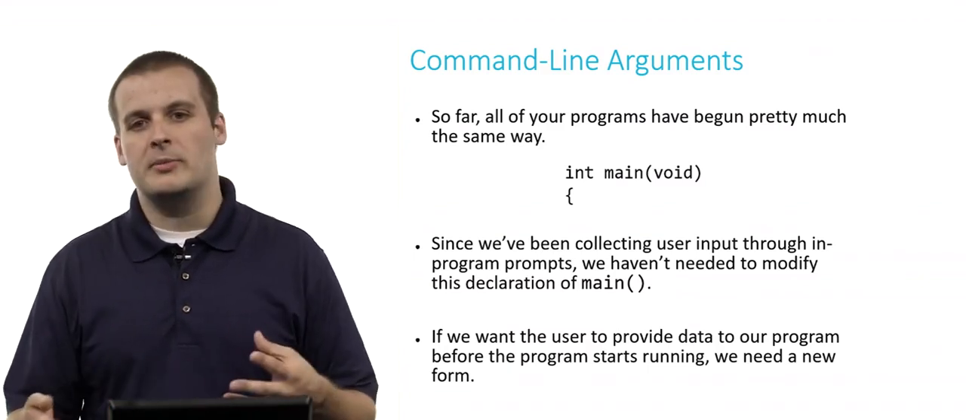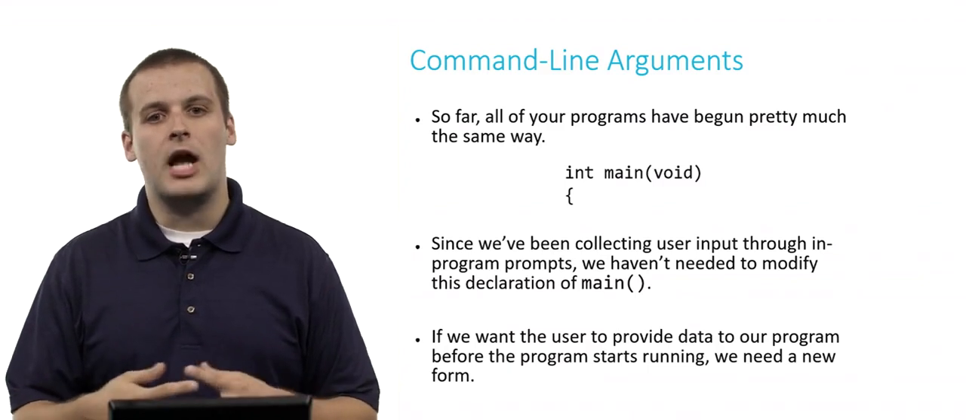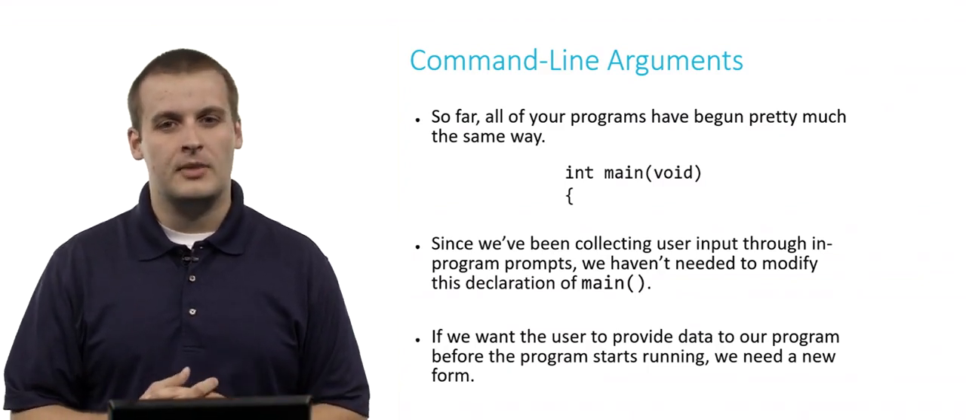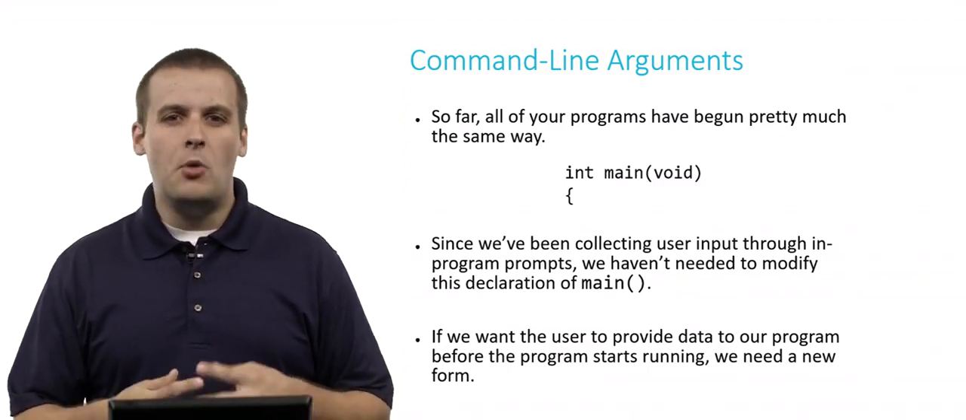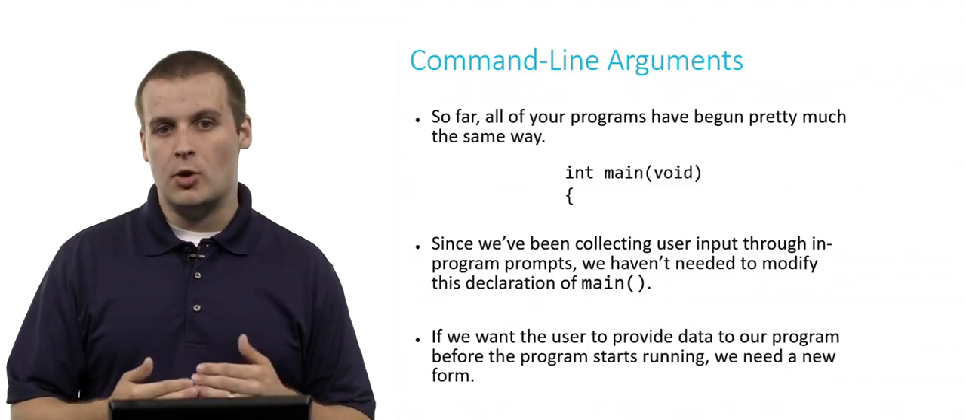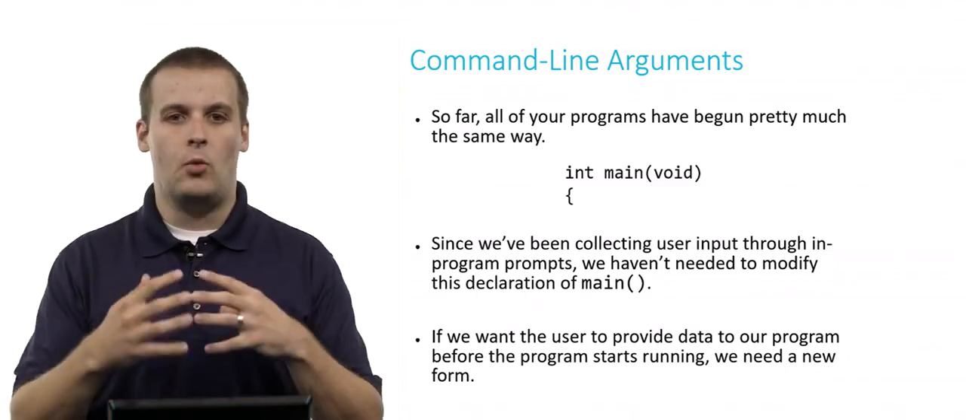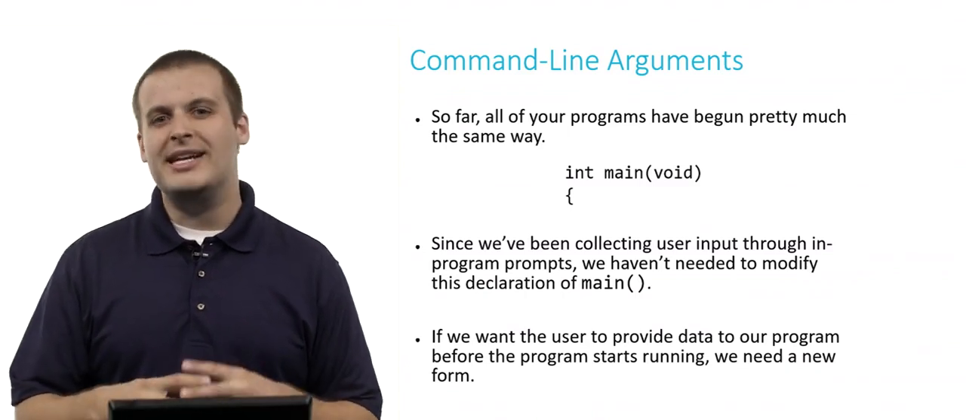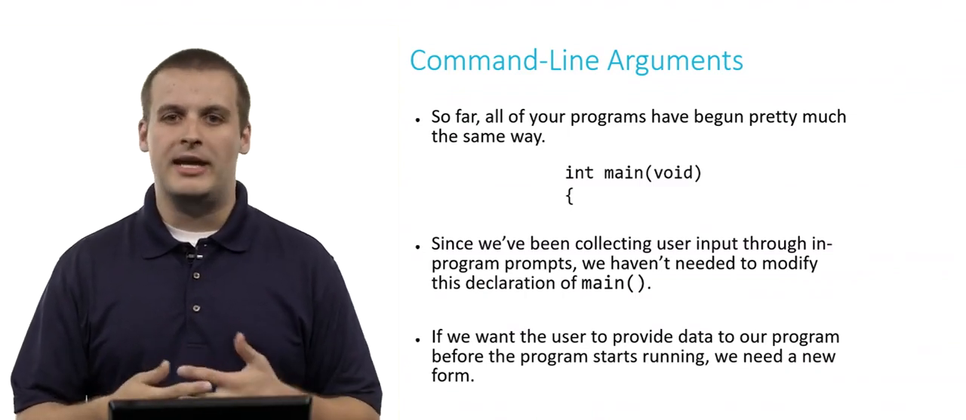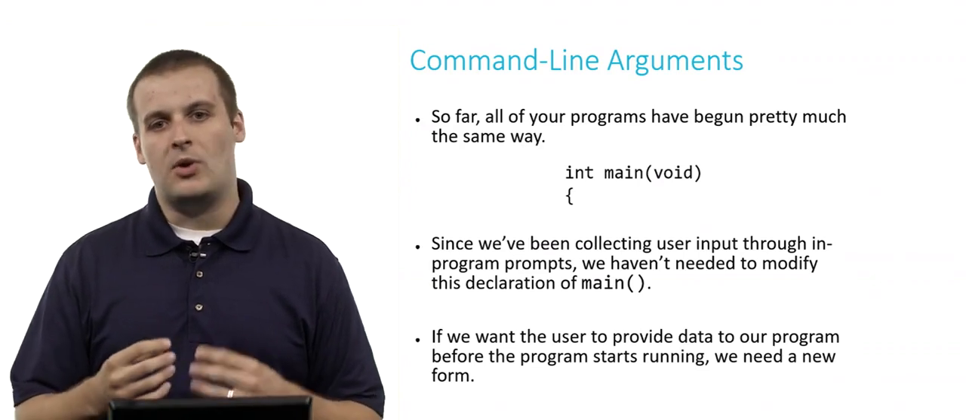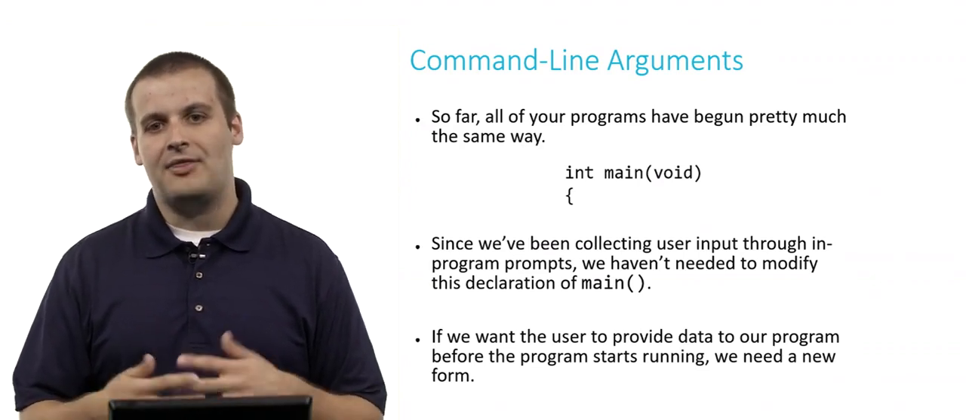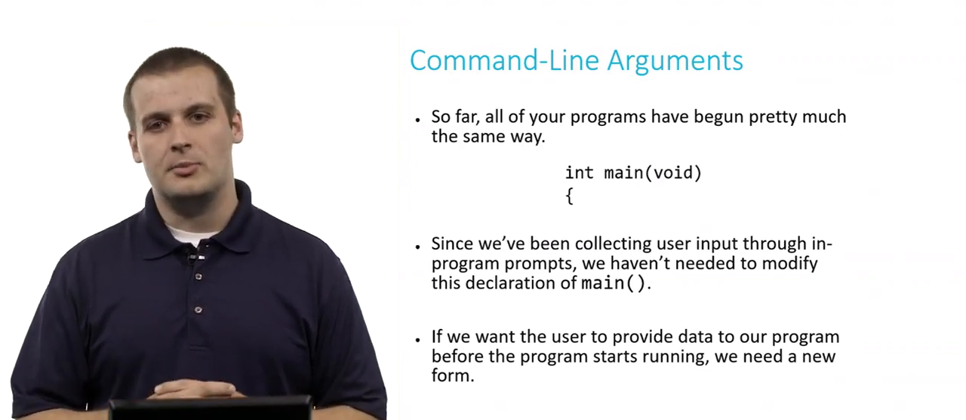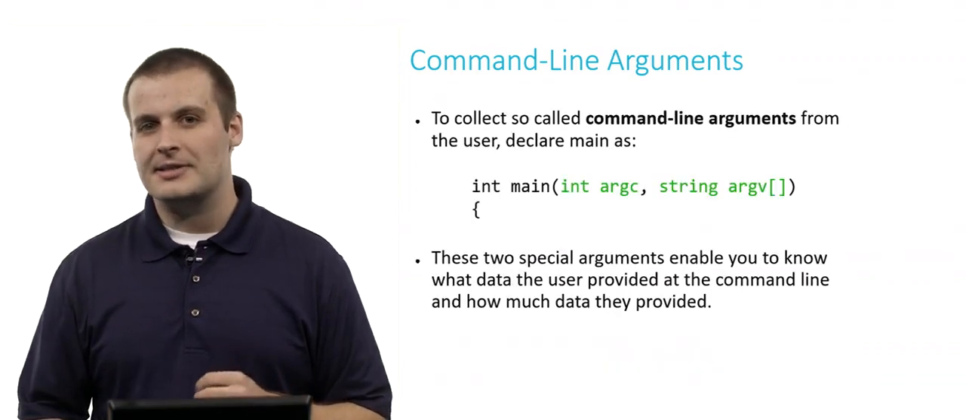How large do you want the pyramid to be? Or you make a call to get_float. How much change should I output to the user? There is another way, though. If we want our users to be able to provide data to our program at runtime instead of while the program is running, a subtle distinction, but sometimes a very useful one, we need a new form of declaring main. We can't use int main(void) if we want to collect other data at the command line when the user runs their program, hence command line arguments.